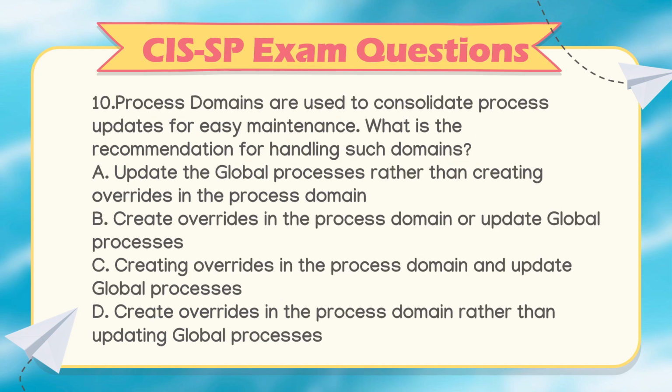10. Process domains are used to consolidate process updates for easy maintenance. What is the recommendation for handling such domains? A. Update the global processes rather than creating overrides in the process domain. B. Create overrides in the process domain or update global processes. C. Create overrides in the process domain and update global processes. D. Create overrides in the process domain rather than updating global processes.